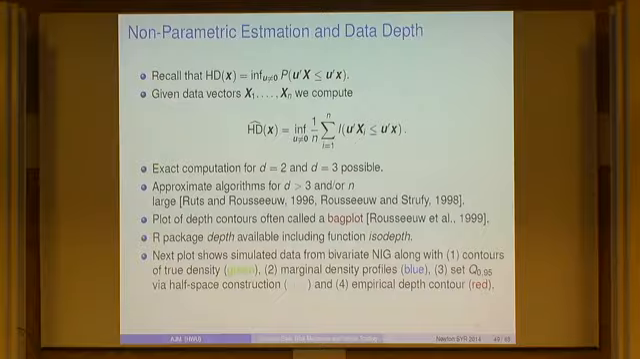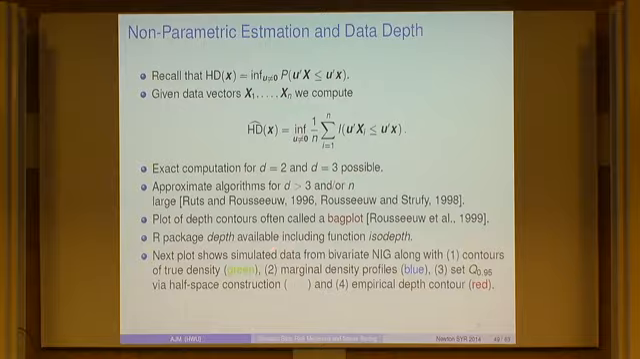Now Rousseeuw, who is well known for many things in statistics, has worked for a long time, actually since the 90s, on algorithms for computing this. He has algorithms for computing it exactly for d equals 2 and d equals 3, and then approximate algorithms that work in higher dimensions. They also give good results for large n in lower dimensions, and there's an R library that contains them.